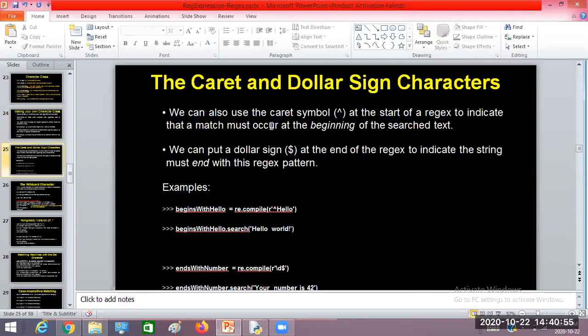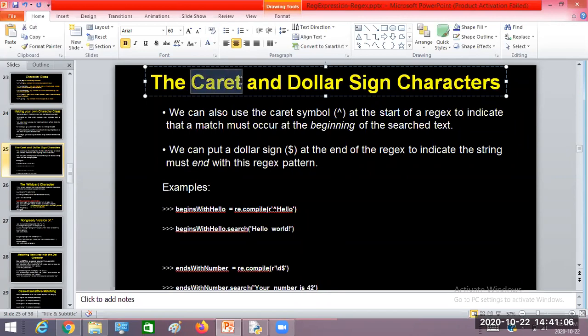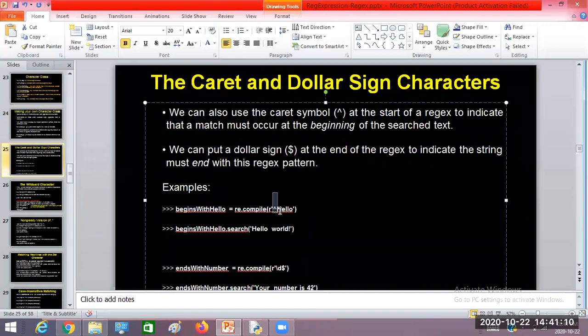Another purpose of the caret and dollar symbol. We have already taken up that one. The caret symbol is basically used outside the character class. If you use the caret symbol outside the character class, then what is its meaning? Suppose I use here this one, caret allo. What is this meaning?